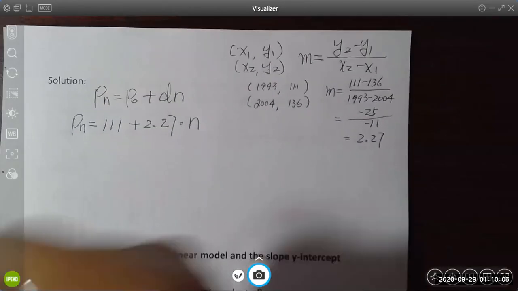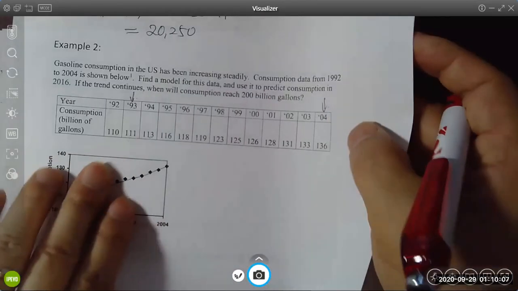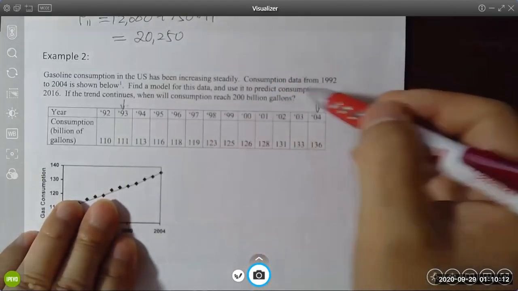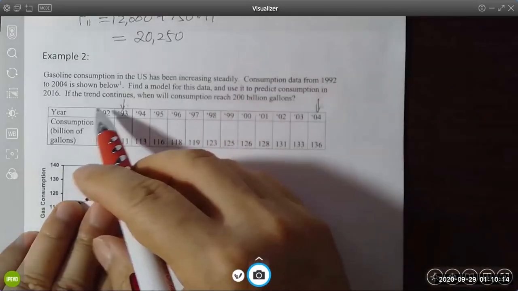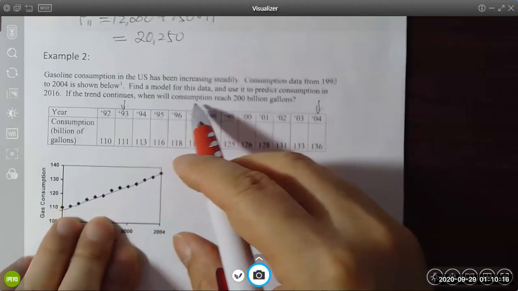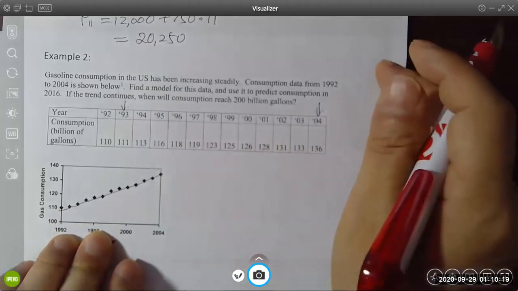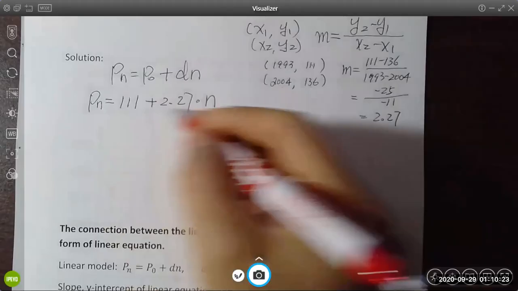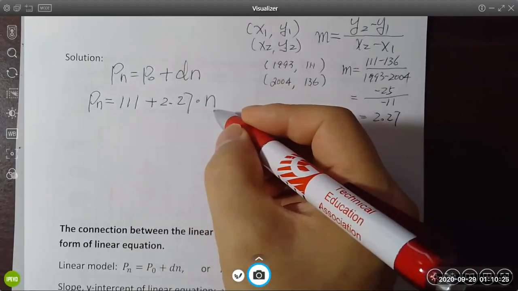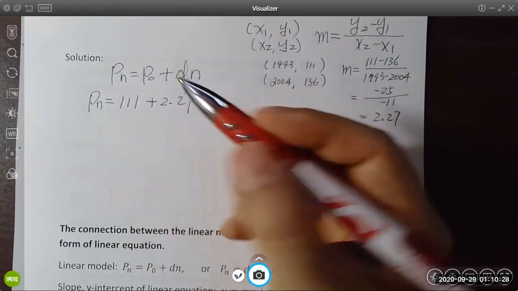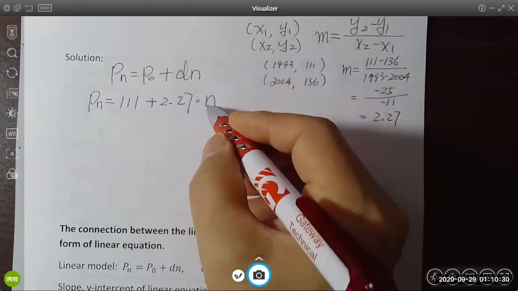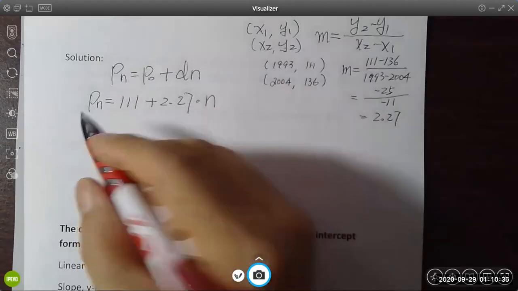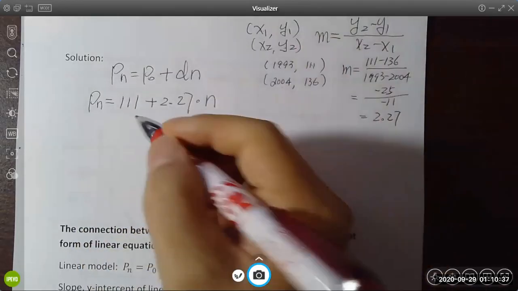Now it's time to answer questions. I didn't even read the question. Say, first, find, we already have the model. When will the consumption reach 200 billion gallons? It's about the time. So which one are we looking for in this whole thing? We're looking for in how many years. And they ask us when, that is in which year. After we figure out how many years it takes to reach that 200 billion, we will figure out in what year.